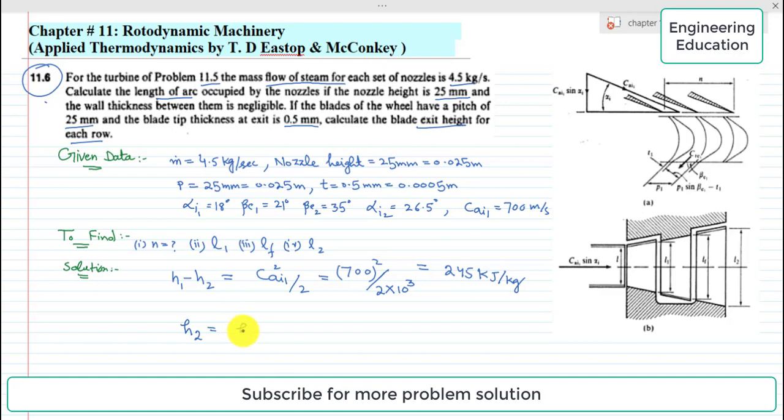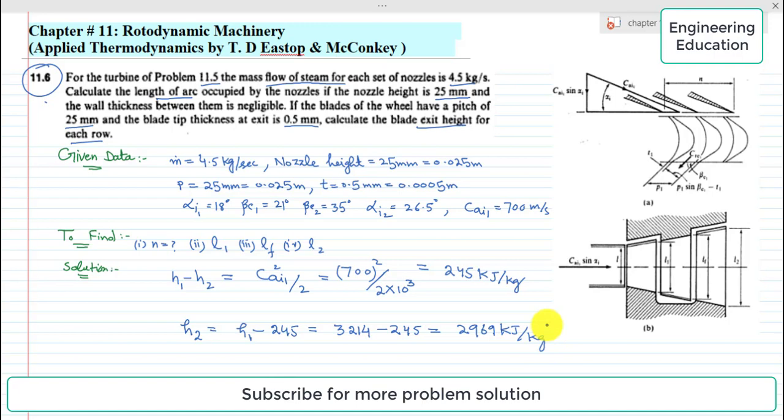So now to find H2 value from this, we can write H1 minus 245. From the previous problem, the value of H1 was 3214 kilojoule per kilogram. So simplifying this, we get 2969 kilojoule per kilogram. So this is the value of H2.